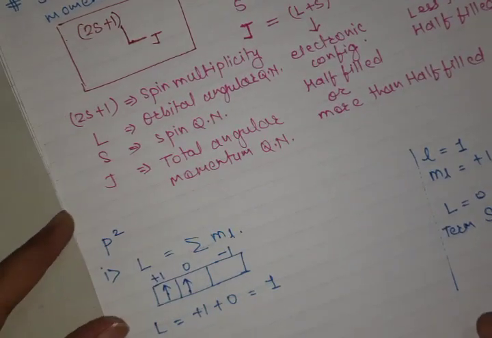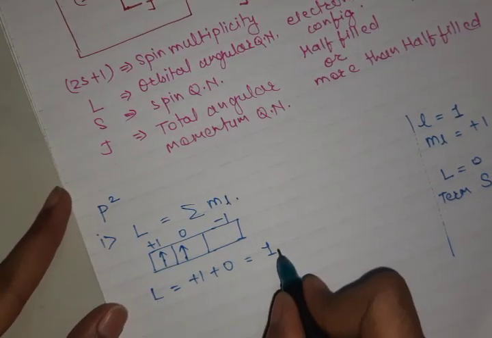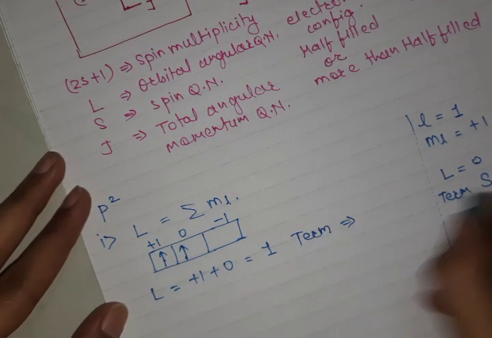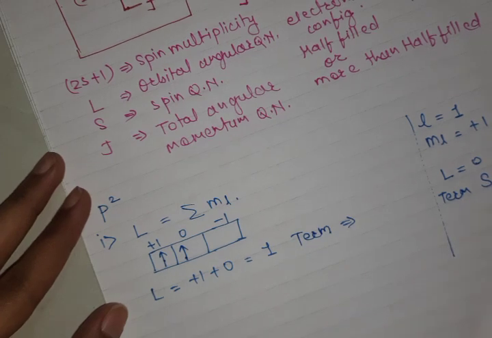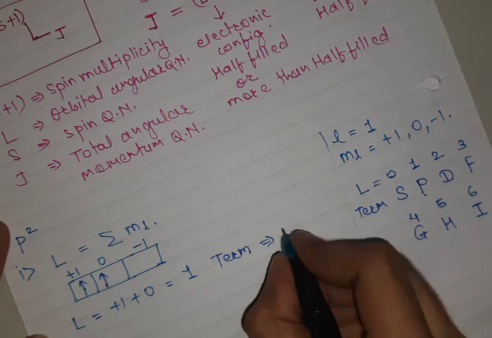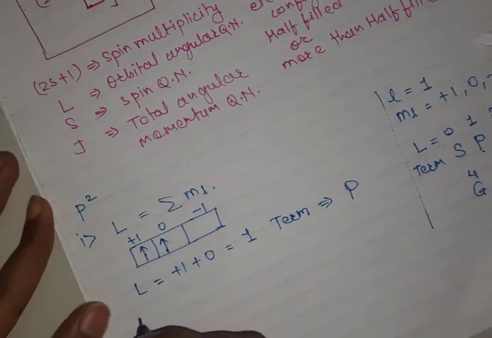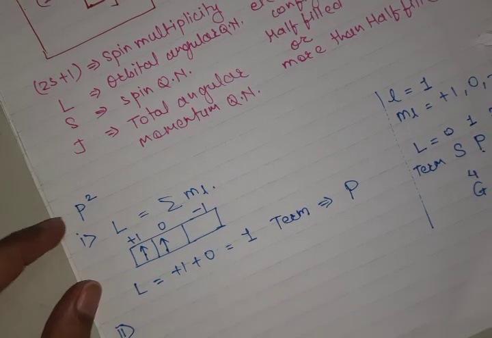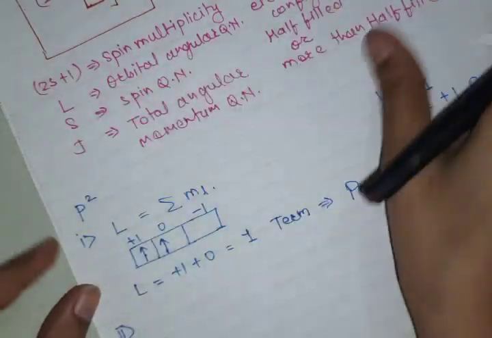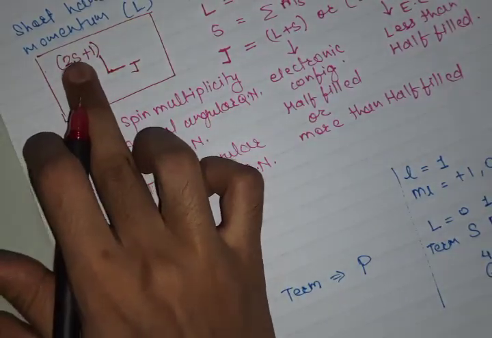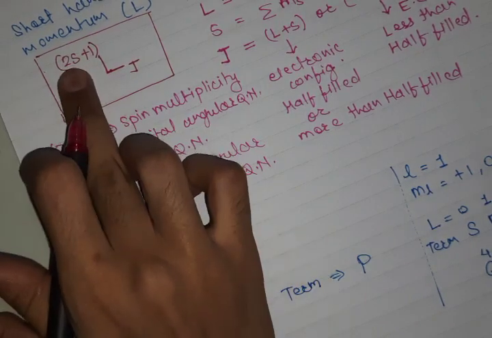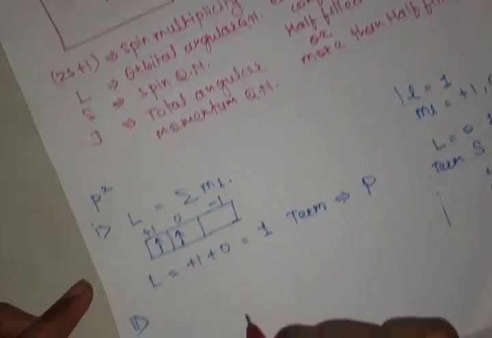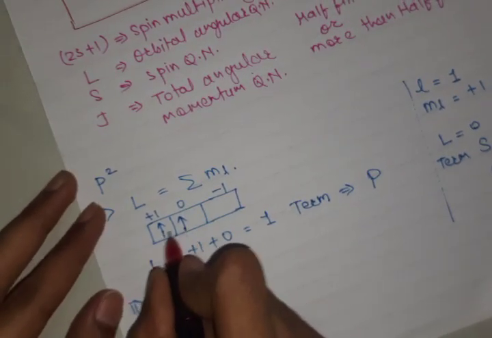So here we have got the answer 1 for the L value. For L equal to 1, the term is P. Then the next step: for calculation of 2S plus 1, according to the shorthand notation of the term symbol, we have to calculate the spin multiplicity. But to calculate the spin multiplicity, we have to calculate the S value. So how to calculate this S value? The S value is calculated using the spin of the electrons.